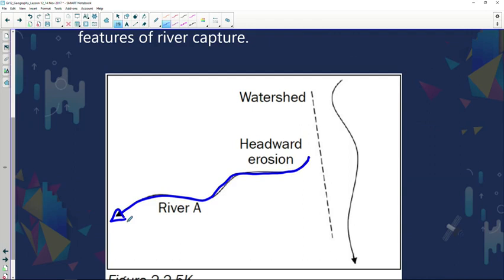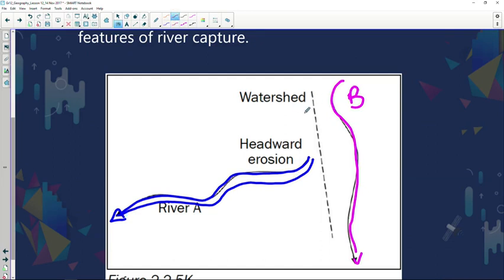River B is in an area that receives less rainfall. River B is at a higher altitude. Now, just by looking at the two, I'm going to increase this line to show that River A consists of more water. Because River A's velocity is greater, because of the volume of water and because of a steeper gradient, headward erosion is taking place.